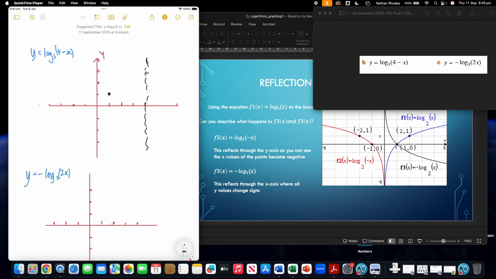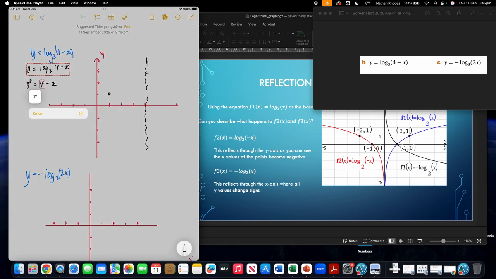You can also then work out the x-intercept by letting y equal 0. Then you have log base 3 of (4 minus x) equals 0. Turn it into an exponential, so 3 to the power of 0 equals 4 minus x. This is going to be 1, so 4 minus x equals 1, and of course then x has to be 3. So we know it's going to have an x-intercept there. We know one other point, which is (1, 1).